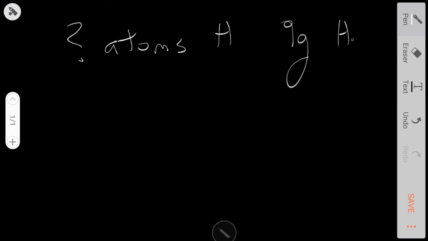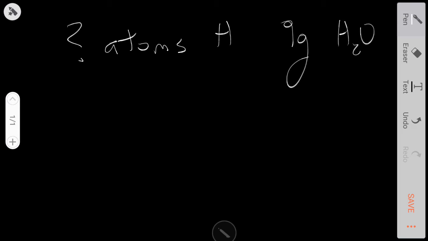Next one. If I were to ask you how many hydrogen atoms there are in 9 grams of water. So I'm asking how many atoms. So question mark, atoms. How many atoms of hydrogen are there in 9 grams of H2O? That's my question.